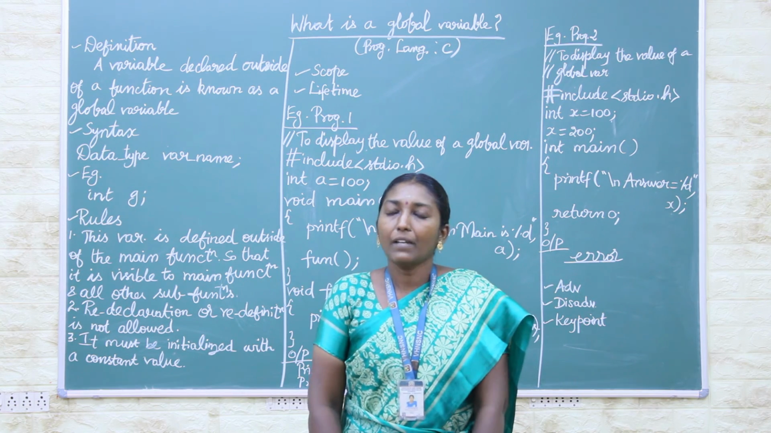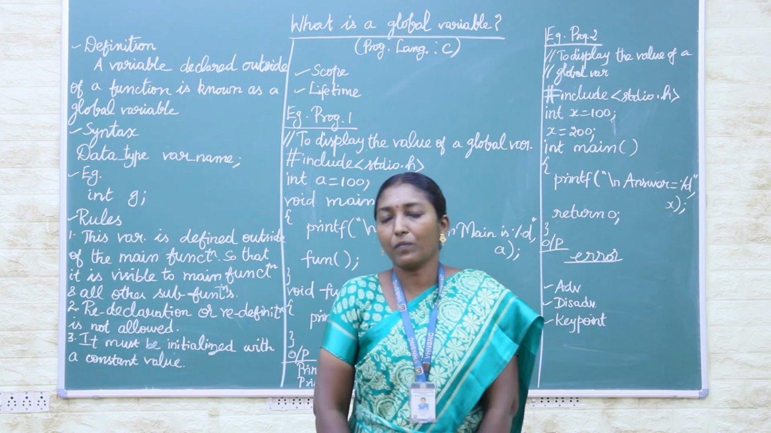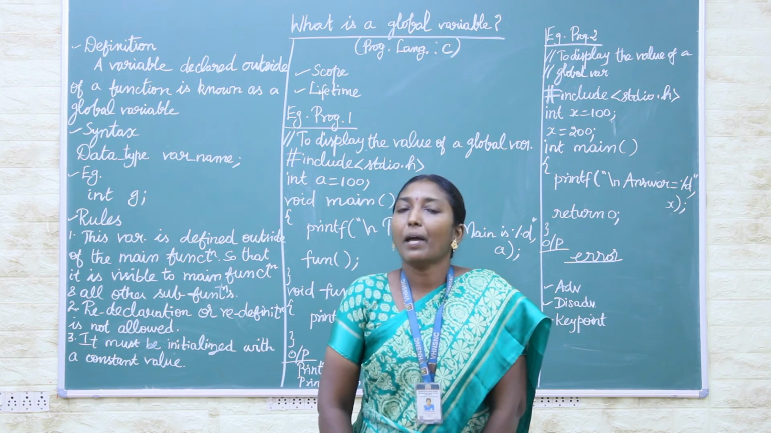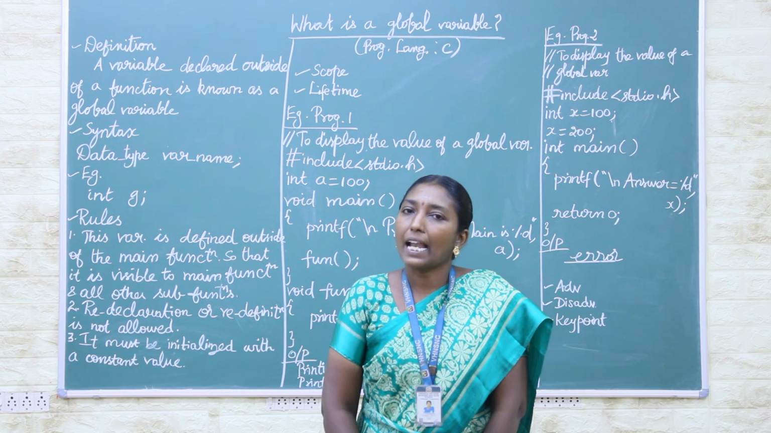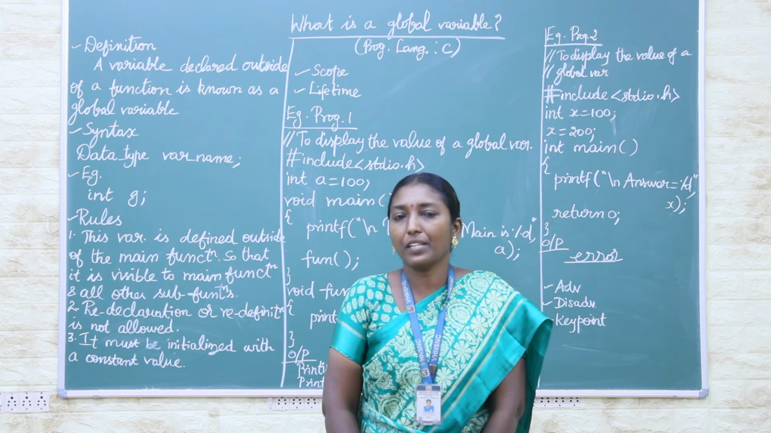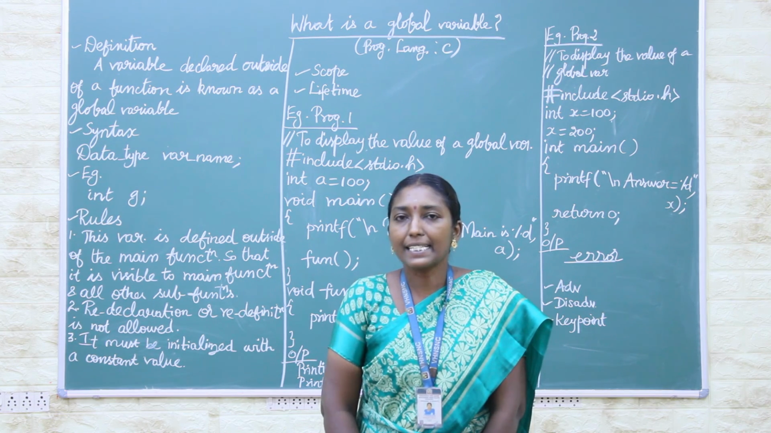The final one is the key point of the global variable. The memory of the global variable is allocated within the data segment of the program instead of using the C stack.